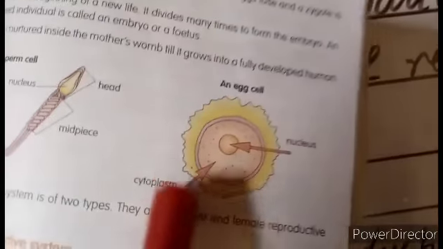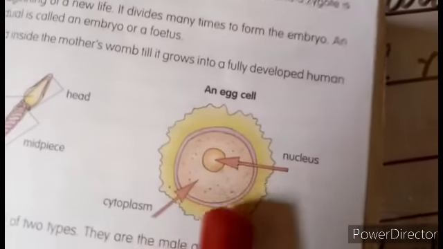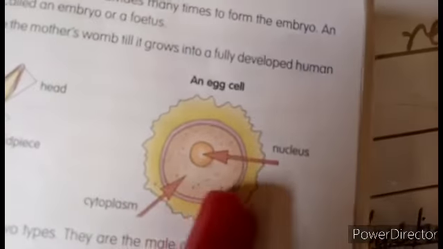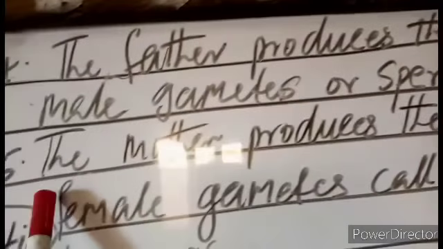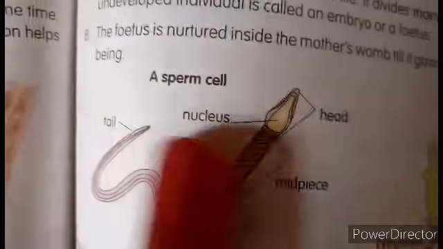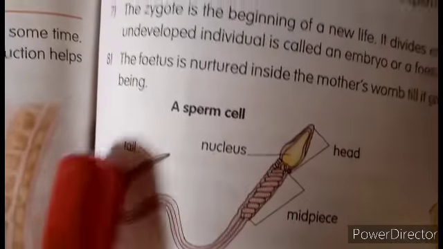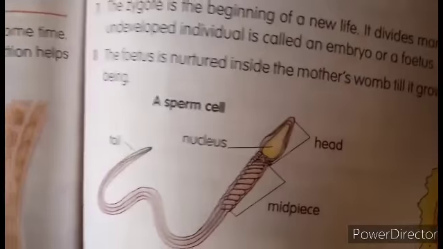Now, these are the eggs. You can see an egg. Look at this. Inside the woman's body, we have the eggs. Okay? Can you see it? I told you about the male. I said the father produces the male gamete. Now, look at this. The male cell. You can see the male cell. This is it. This part is inside, while this part is outside.